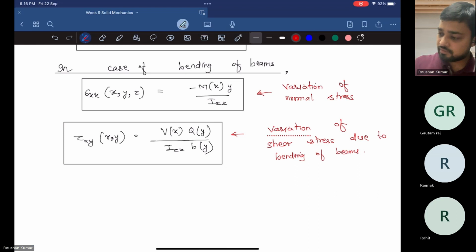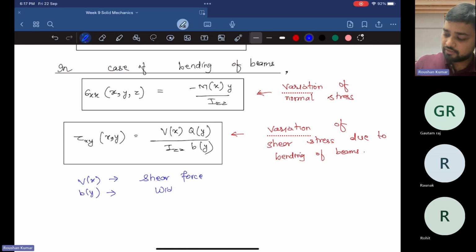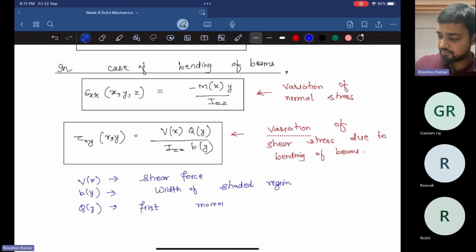Here Vx is the shear force. Izz you already know, the second moment of area. By is the width of the cross section, the width of the shaded region, and Qy is the first moment of the shaded region.